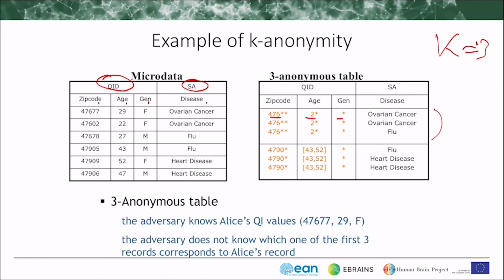Indeed, if you are an attacker, you know Alice's quasi-identifier. When you look at the 3-anonymous table, you are going to find 3 records for Alice's quasi-identifier. So you are not able to understand which of these 3 records belongs to Alice, but you have a confidence of 1/3. Obviously, the greater the k, the better the privacy level.